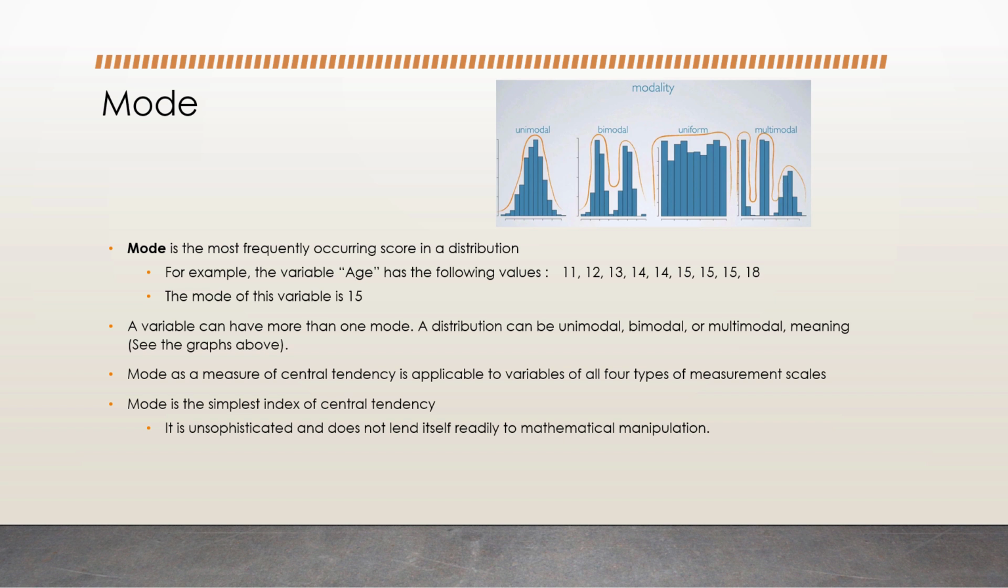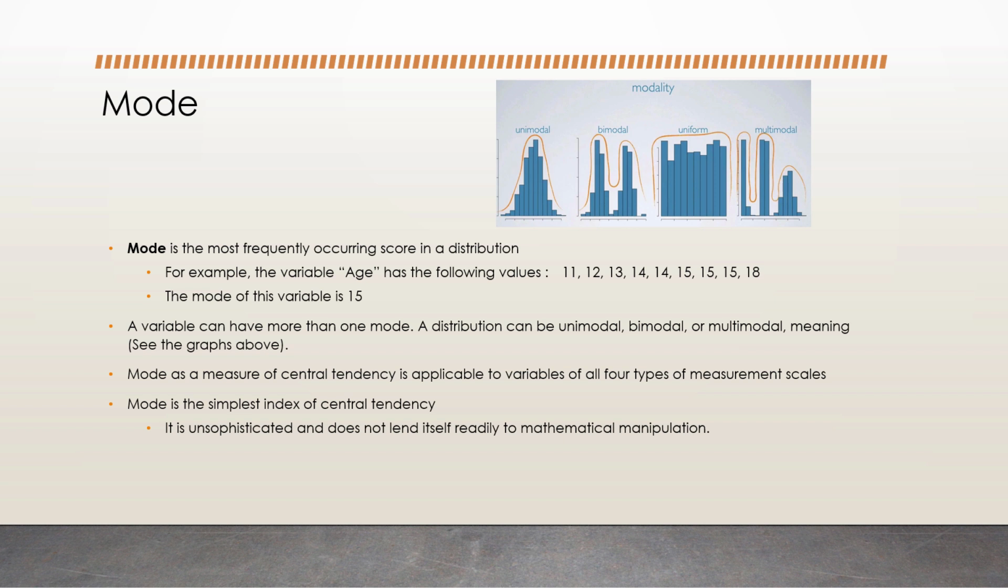Mode is the most frequently occurring score in a distribution. For example, if the variable age takes the following values: 11, 12, 13, 14, 14, 15, 15, 15, and 18, the mode is 15 because it occurs 3 times, more than any other values in the list.